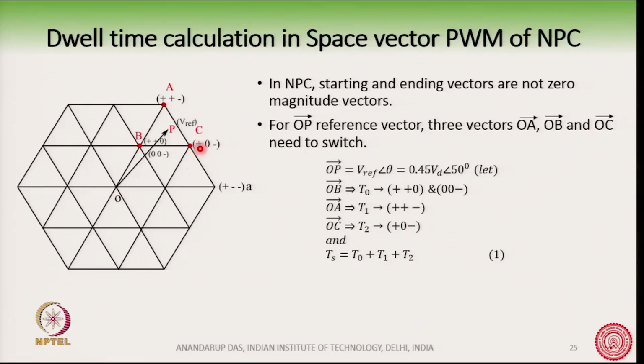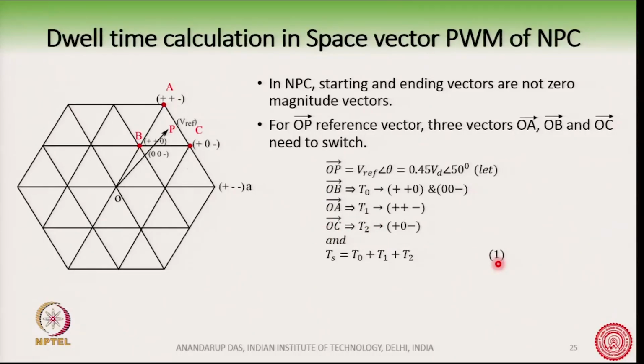Okay. So, that Ts, the total switching time or total switching cycle, is Ts equal to T0 plus T1 plus T2. So, that in a switching cycle we will use the OB vector for T0 time, OA vector for T1 time and OC vector for T2 time.